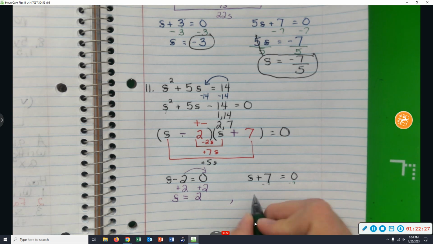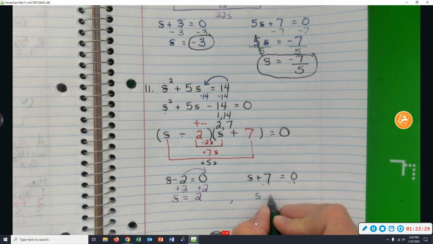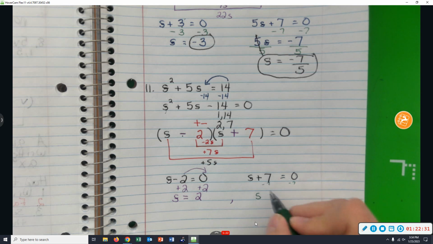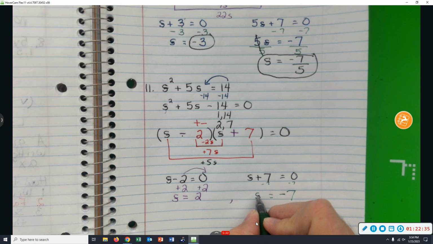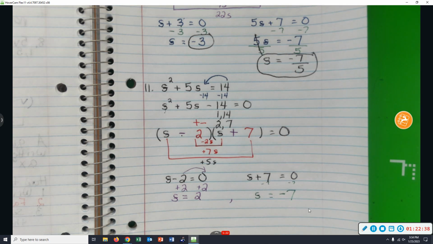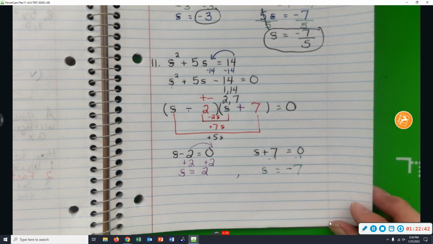Negative 7. So we have s equals 7 minus 7. So positive 2 and negative 7. It doesn't matter the order in which you type those in.